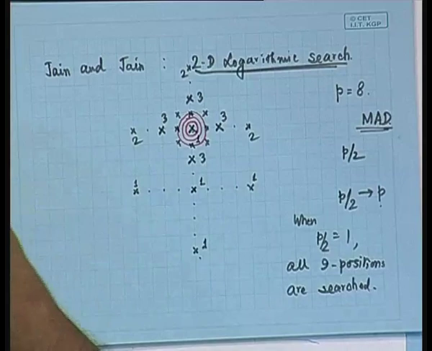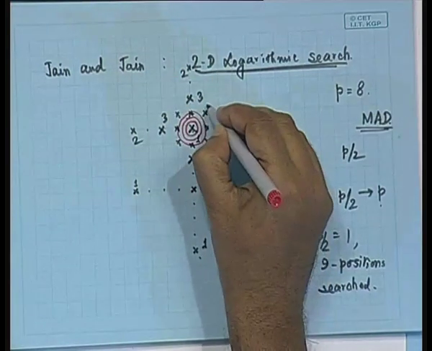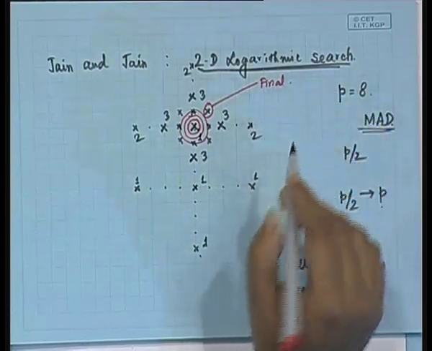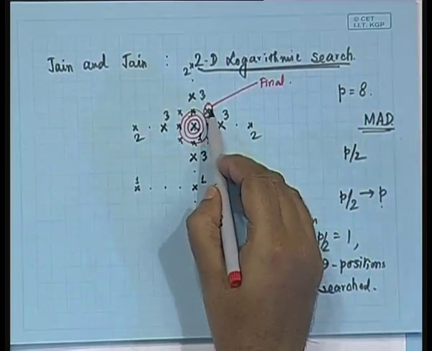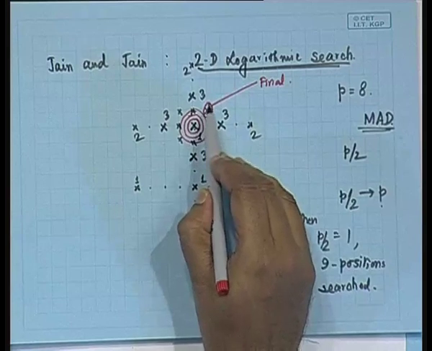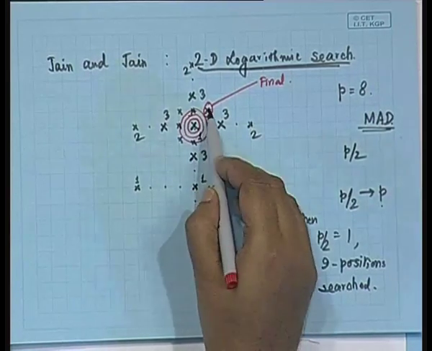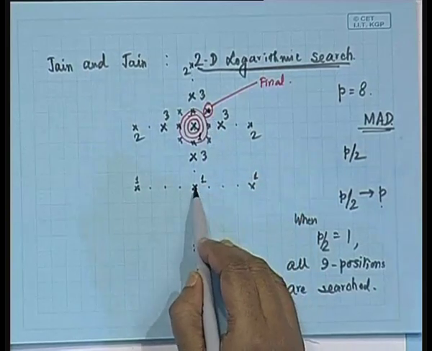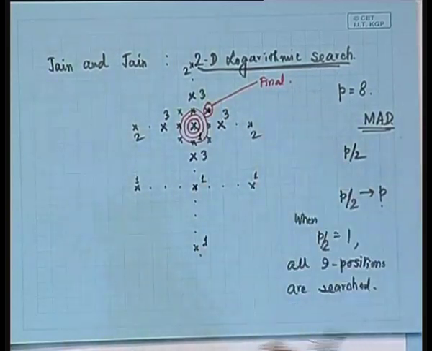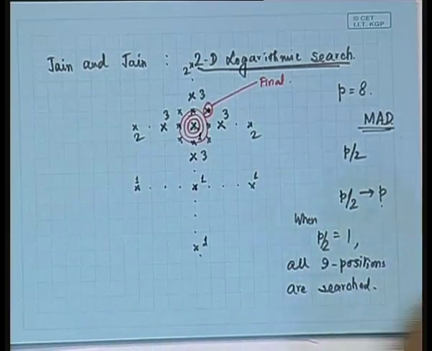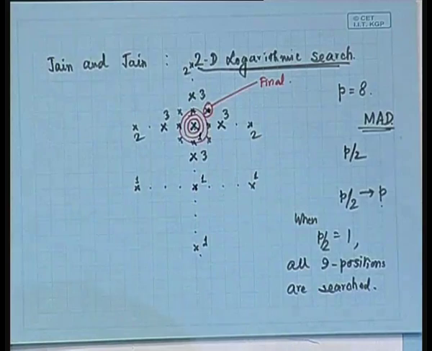So, if the final minimum happens to be this one, then this is the final. In that case the motion vector will be given as the coordinate position of this with respect to this, or the displaced coordinate position between this one and this one. That will be the final motion vector, decided accordingly.